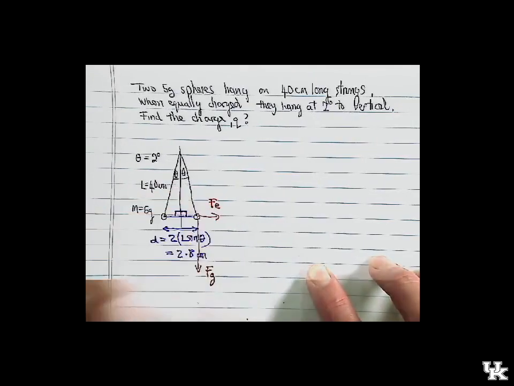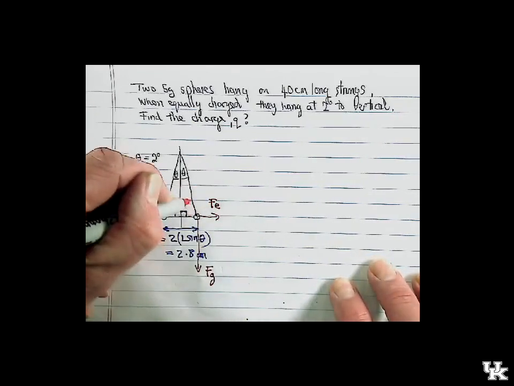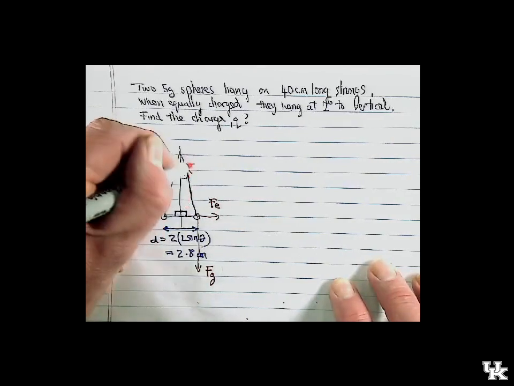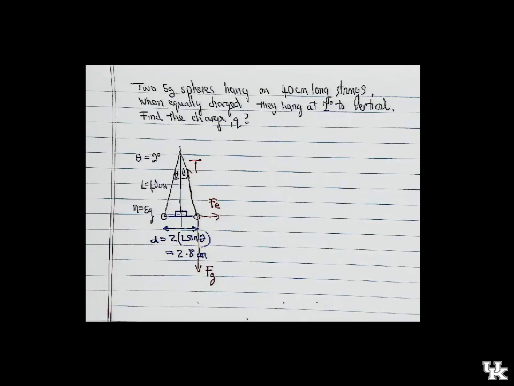Electrical force, I call that Fe. It's horizontally, towards the right, on the right-hand ball. And then there's tension in the string, and I'll call that T. And so those are the 3 forces, and those 3 forces add up to 0 total force.